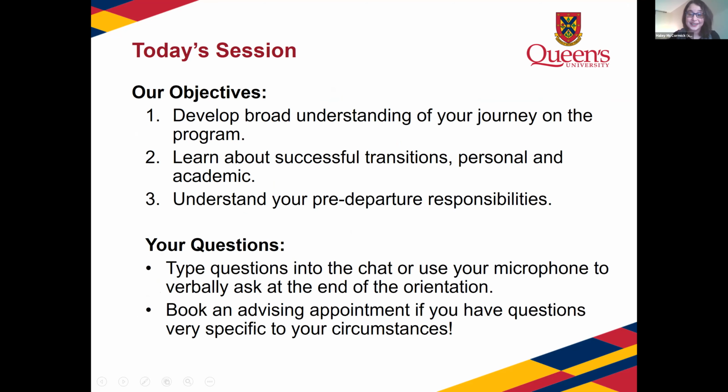Our goals for today's session are to help you develop a broad understanding of your journey on the Arts and Science Exchange program, to help you learn about the successful transitions you'll be making, both personal and academic, and of course to understand your pre-departure responsibilities.